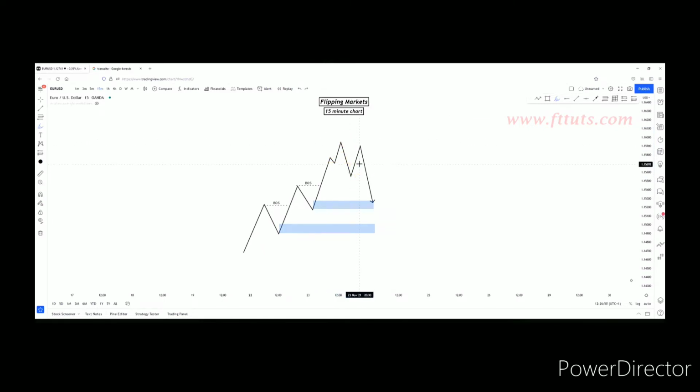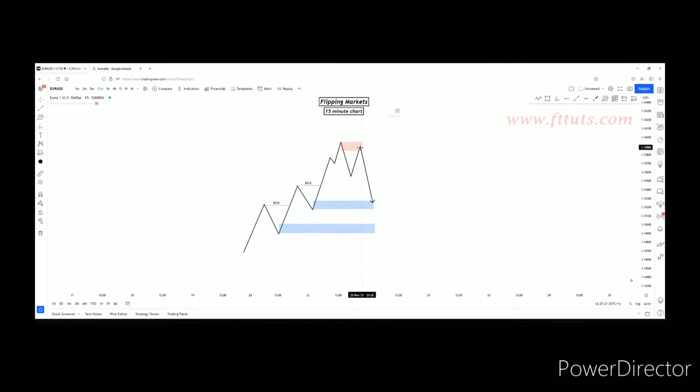After a change of character, price will automatically create a zone, either a supply or demand zone, but we'll talk about change of character in the entry units. After this change of character, price created a supply zone because it's a change of character to the downside. This means supply is in control now. I will just draw a supply zone right here.